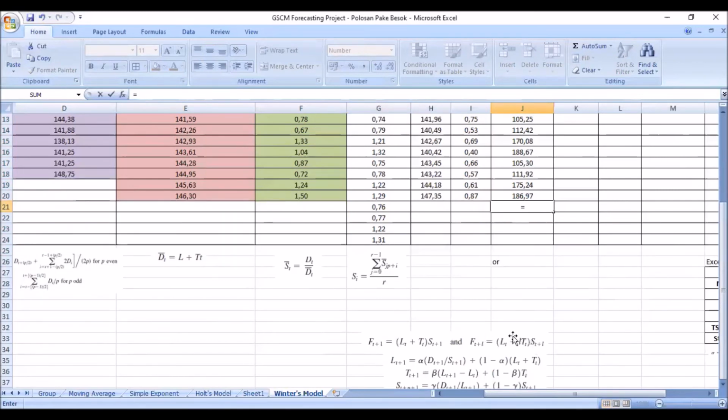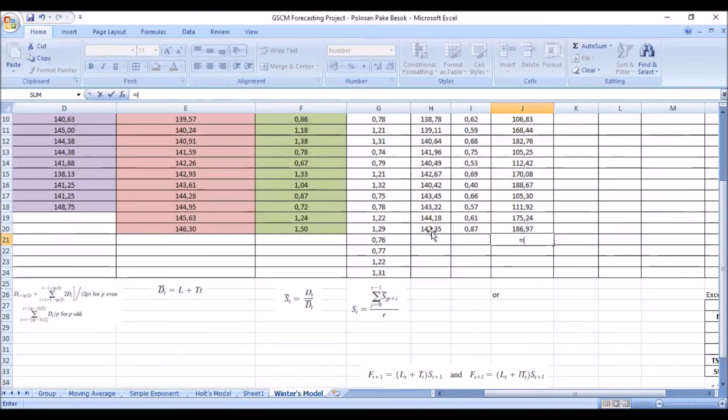And in this case, we're just gonna do the formula of level plus trend. And remember, don't forget to lock the level, because it's really necessary, and also the trend. And don't forget to multiply the trend with 1. So we must multiply the trend with how many periods ahead we're gonna forecast. And of course, don't forget to multiply it with the first seasonal factor, either from the 4th year or the 5th year.